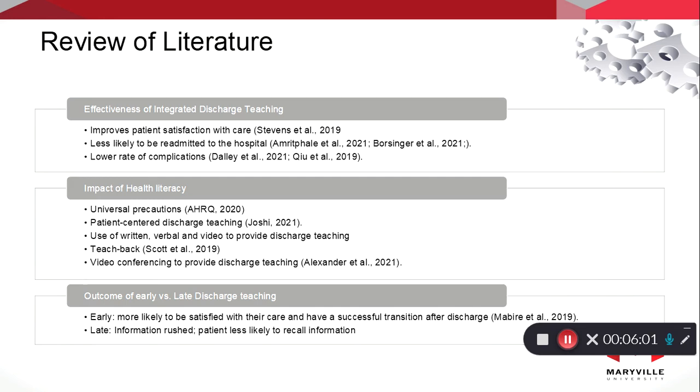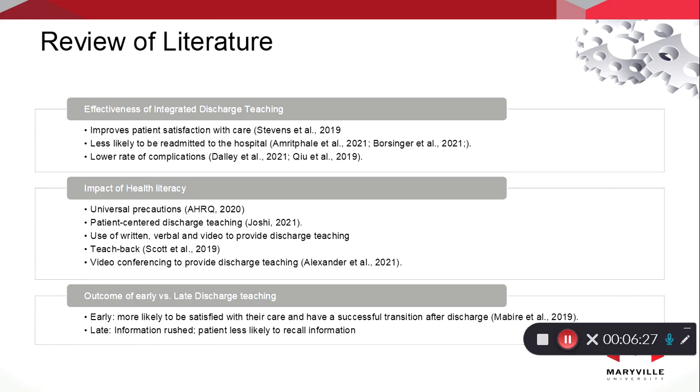Patient-centered discharge teaching is essential as well. Every patient is different. Patients come to the hospital with different diagnoses. We don't give them the same kind of information as they go home. So the need to put the patient at the center as we provide this discharge information is essential.